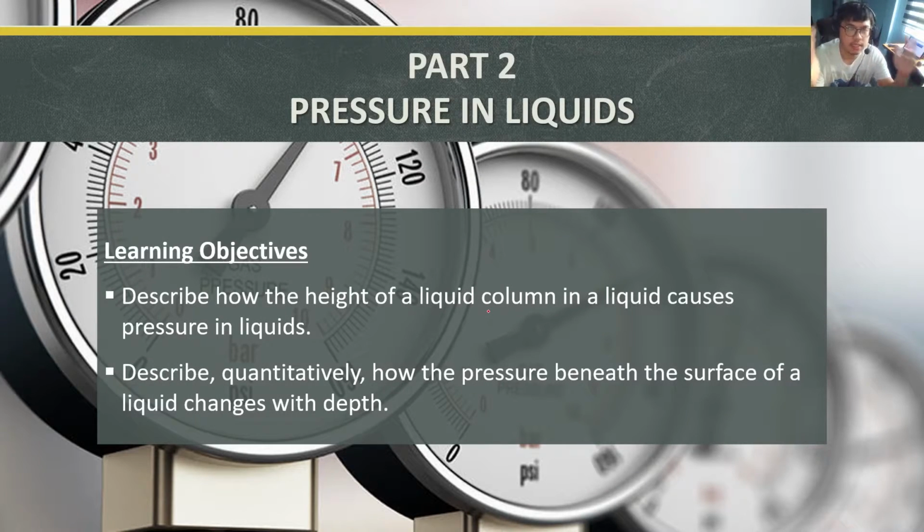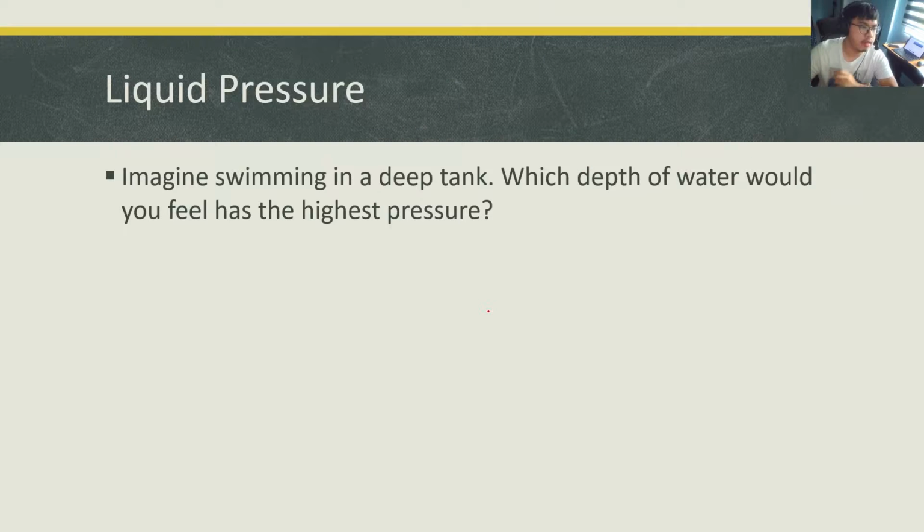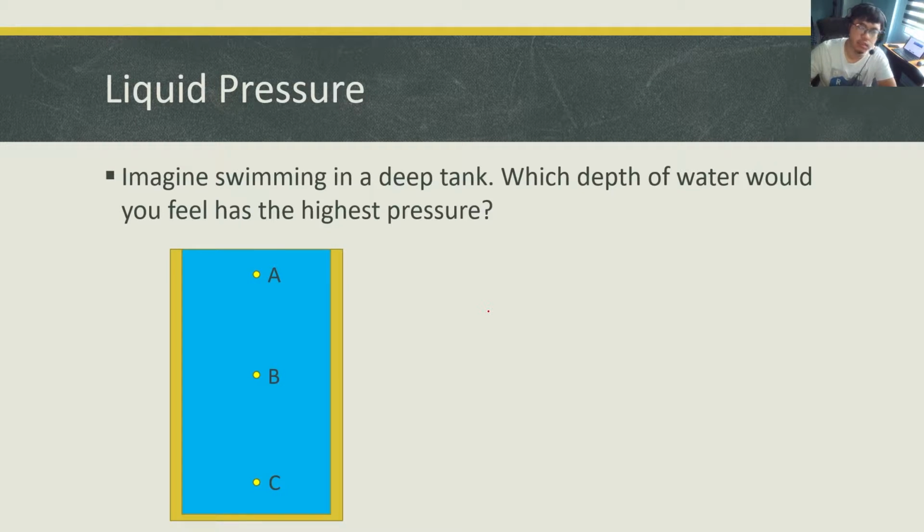Hello class, this is part 2 to this chapter on pressure, and for part 2 we're going to talk about pressure in liquids. Imagine swimming in a deep tank. Which depth of water would you feel has the highest pressure? So let's say this is the tank. At which point is the pressure highest? Is it point A where it's at the surface, point B where it's in the middle, or point C at the bottom of the tank?